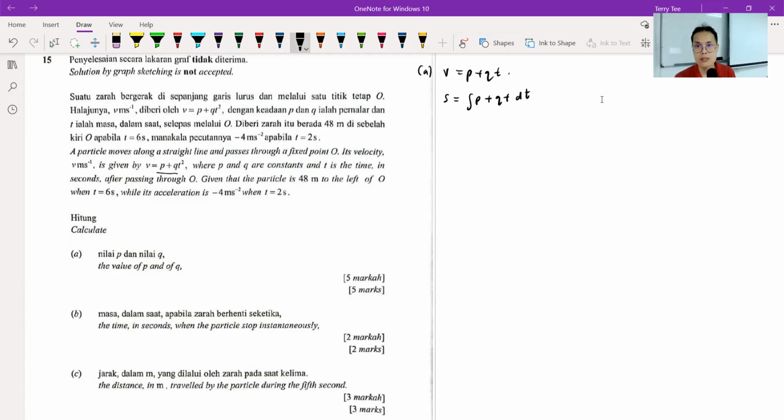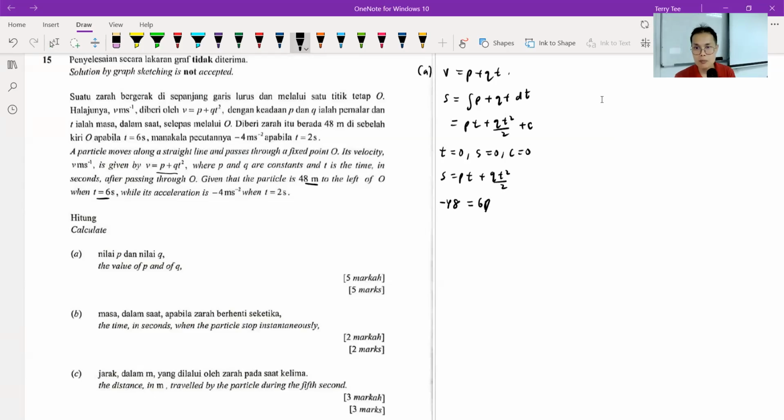When you integrate this, you should get pt plus qt squared over 2 plus c. Now, because the question says it passes through point O, t is time in seconds after passing through O. So when you start the clock, t is 0, s is 0, c should be 0. So my displacement function is therefore this. What I need to do is to sub in the displacement: negative 48, because it's on the left, when t is 6. So I put 6 inside.